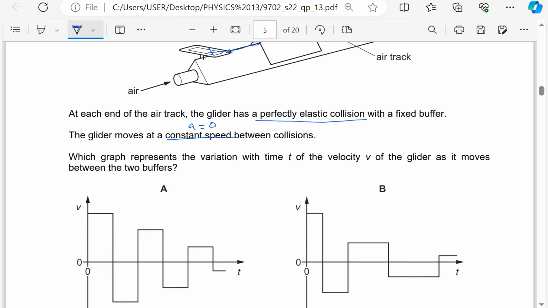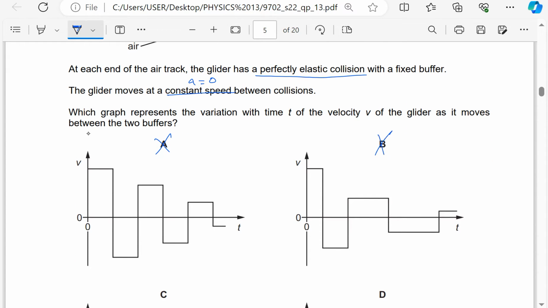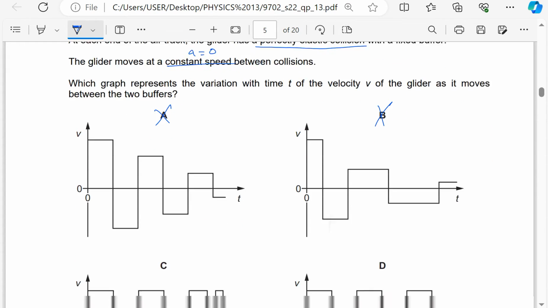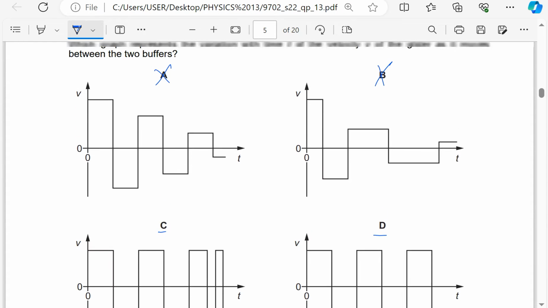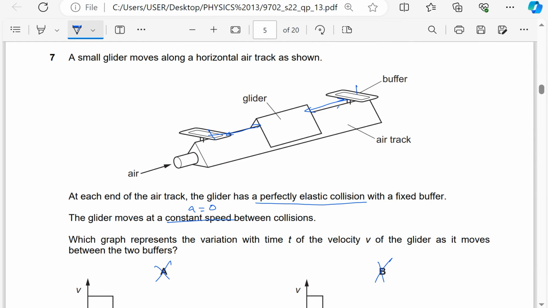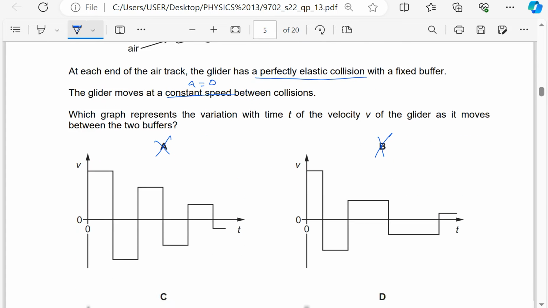Okay, so let's look at the graphs here. This one is showing the velocity has changed, yet it should be constant. So we have to choose between C and D. If we assume that the distance between the buffers remains constant, it means the area under the graph should remain constant throughout.